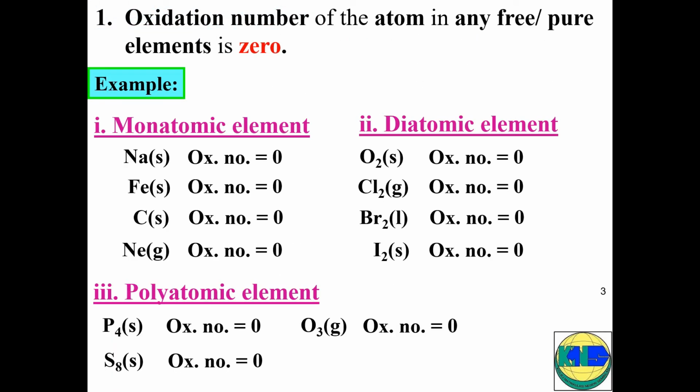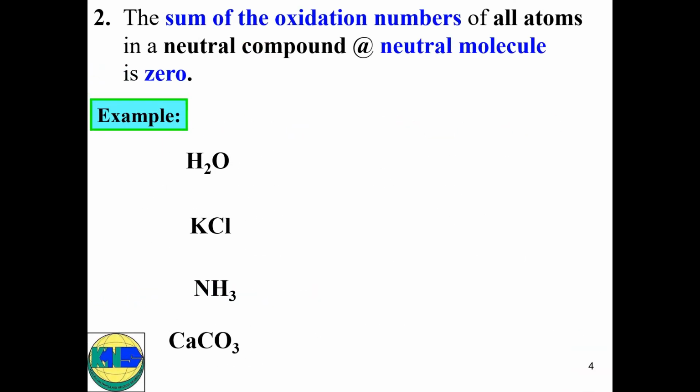Oxidation number of the atoms in any free or pure elements is 0. So you can look at the example given. The sum of the oxidation numbers of all atoms in a neutral compound or neutral molecule is 0. For example, water H2O, total oxidation number: hydrogen is positive 1 multiplied by 2, plus oxygen, which is negative 2, so the total is 0.